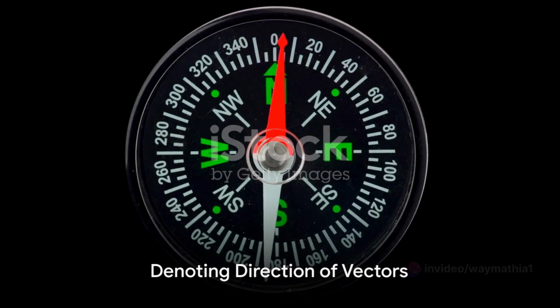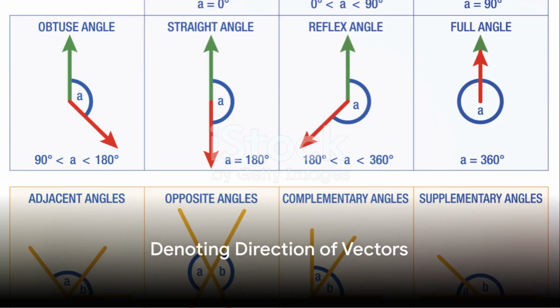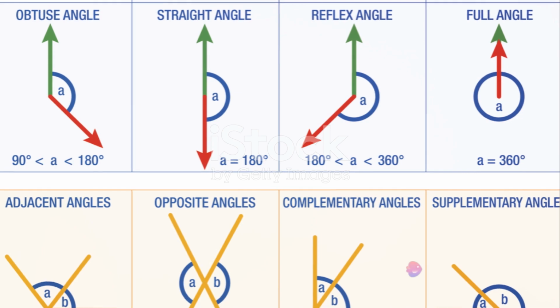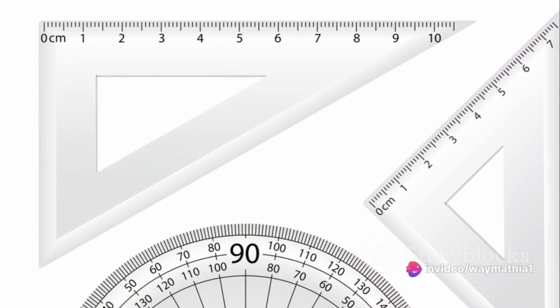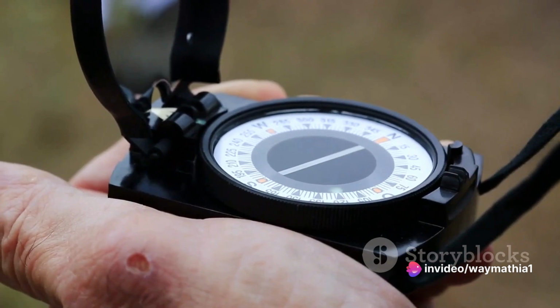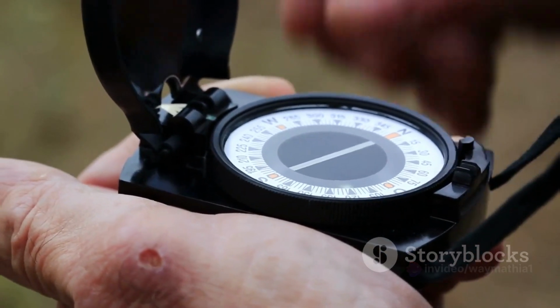To denote direction, we can use various methods. Cardinal directions like north, south, east, and west, angles in degrees or radians, and positive or negative signs can all express direction. These methods are not mutually exclusive and often used in combination.